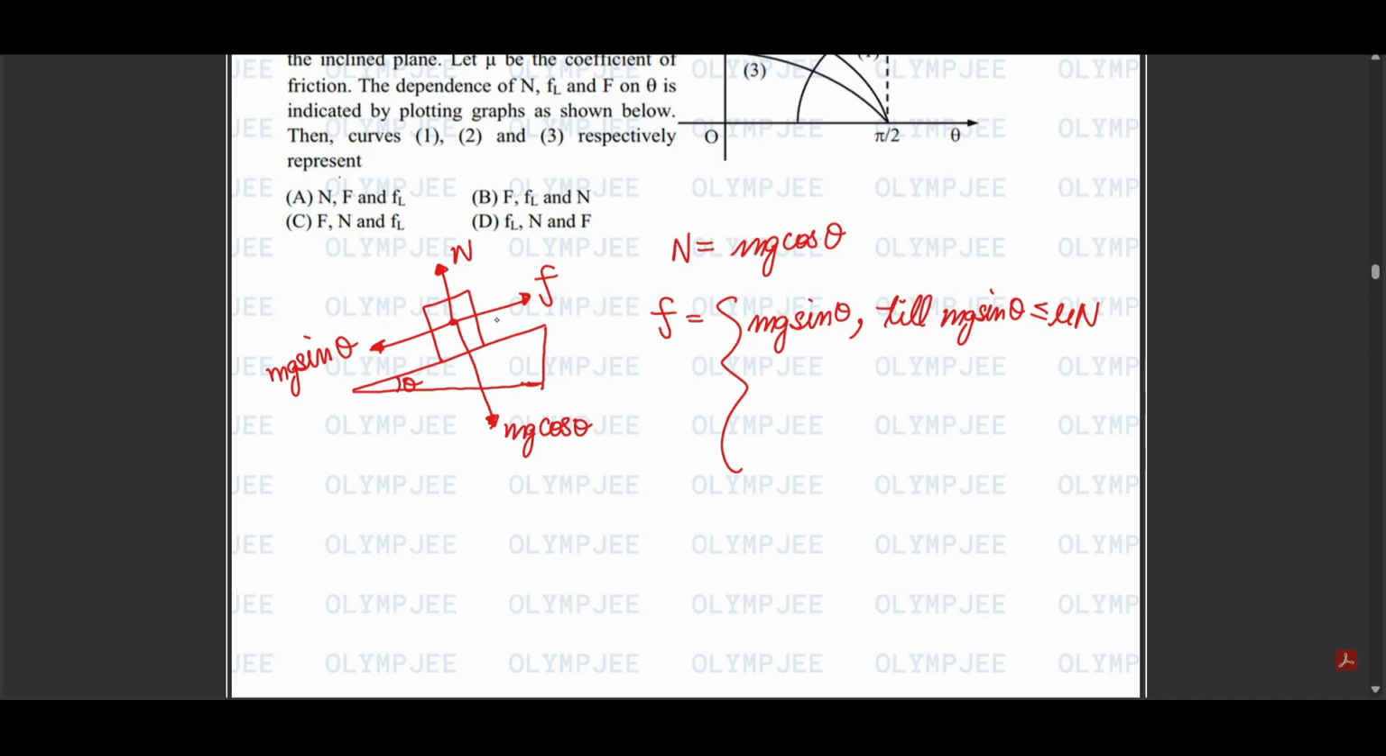Because till the time mg sin theta becomes equal to mu N, friction should be equal to mg sin theta, because if friction were equal to mu N, then mu N would be greater than mg sin theta, so the block would start moving upwards, which is not possible. So the block will be at rest and F will be equal to mg sin theta. And after mg sin theta becomes more than mu N, friction will become mu N, which is mu mg cos theta.